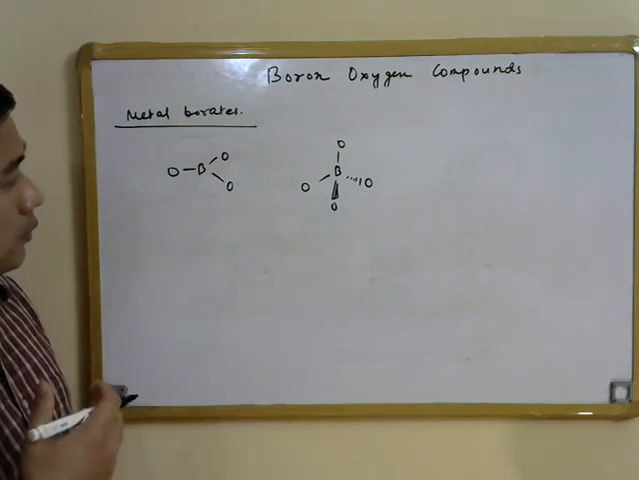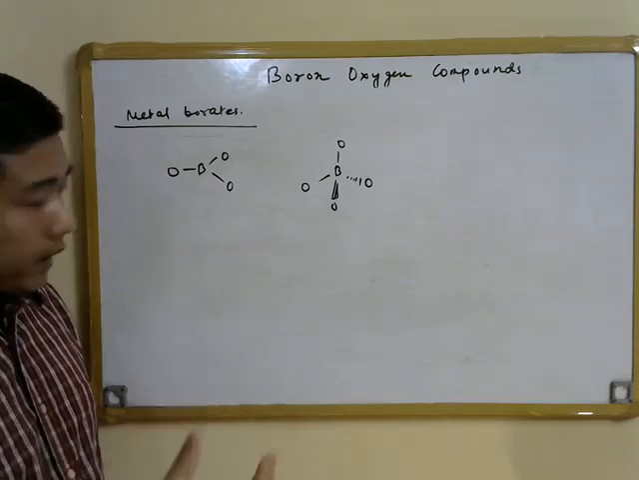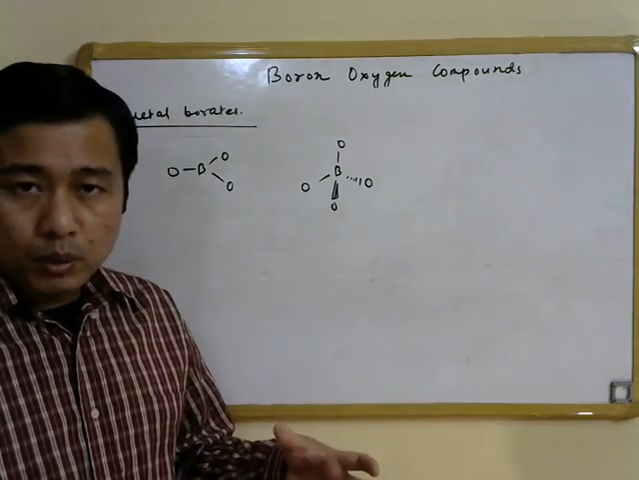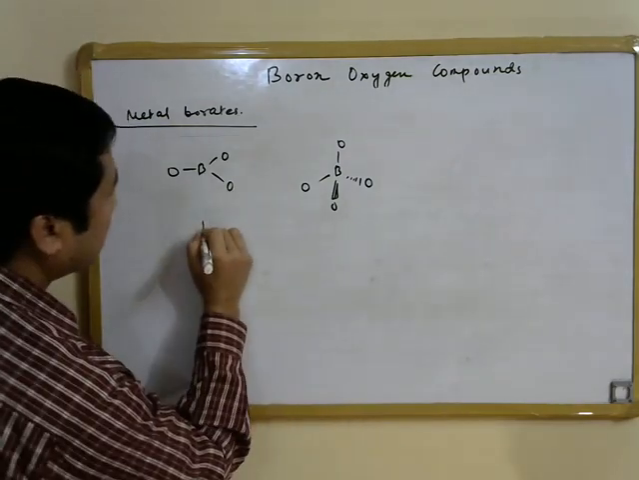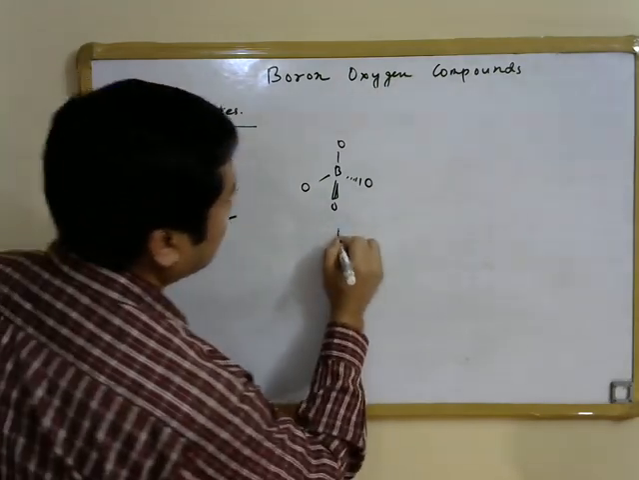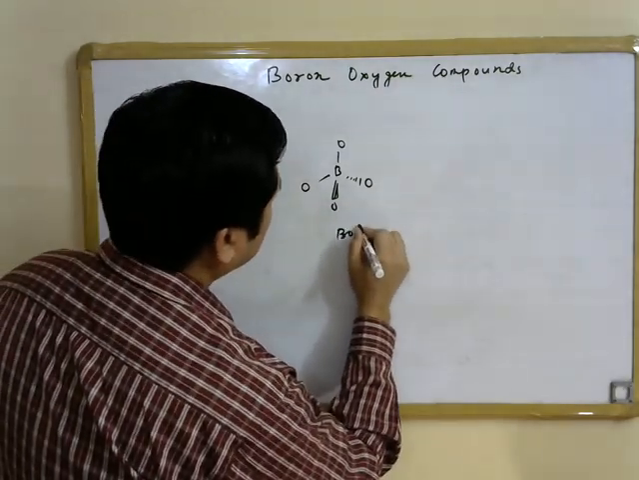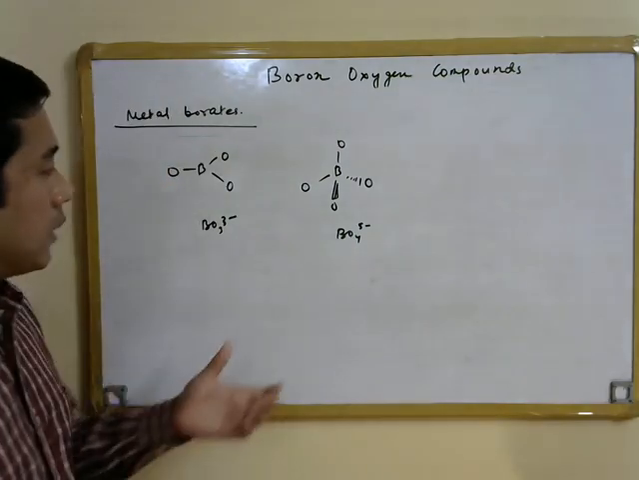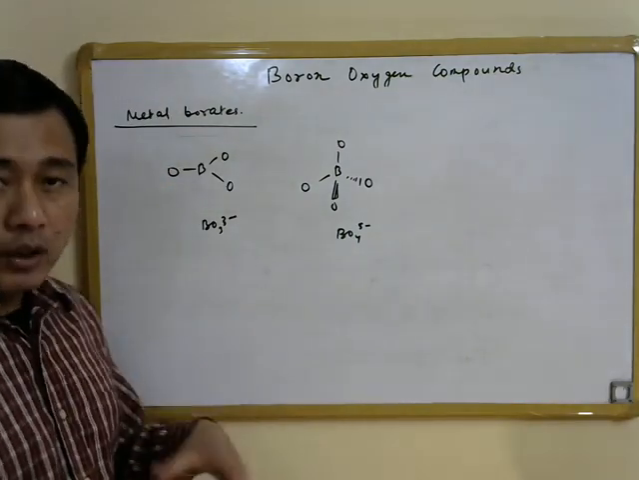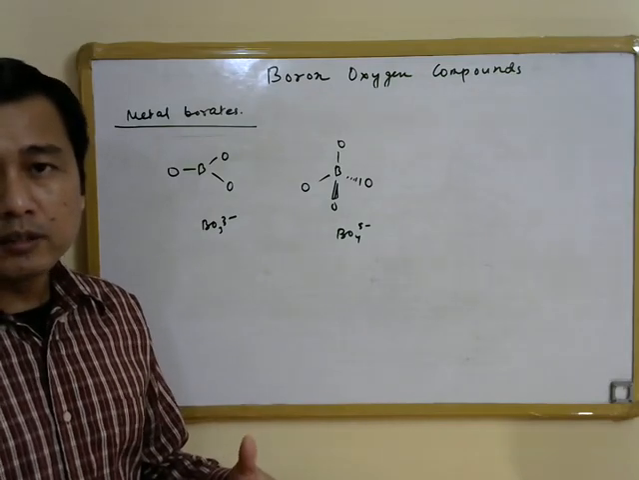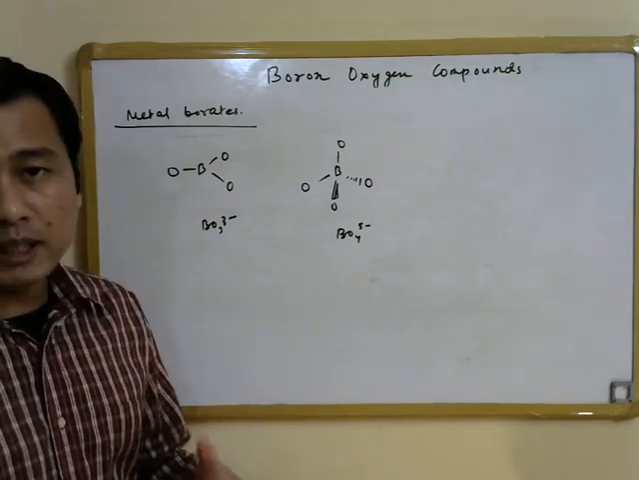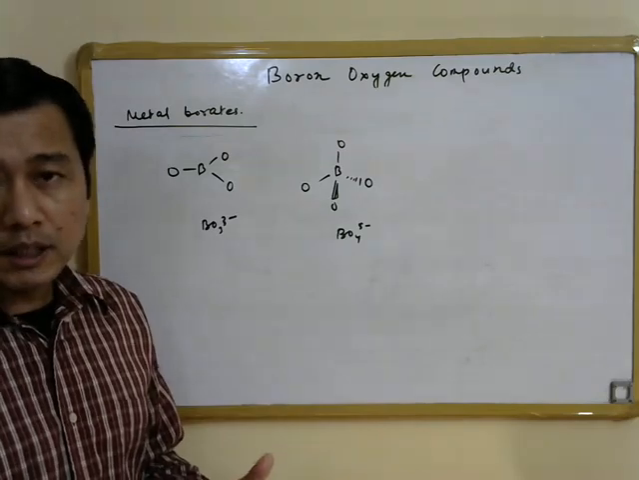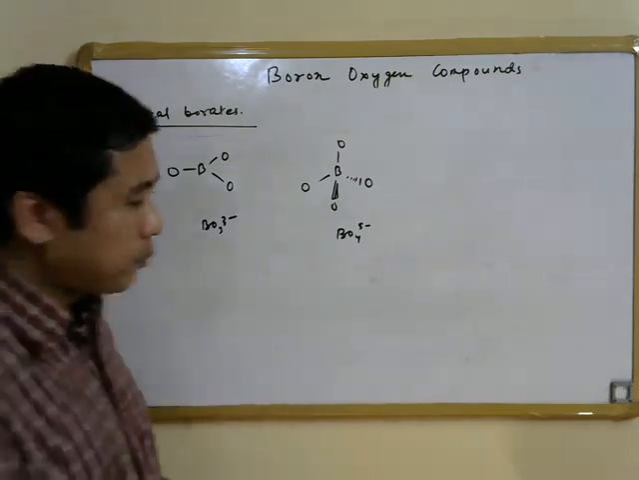Now, polymerization of these borate ions can take place by sharing of these oxygen atoms. This is the BO3 3 negative unit. Here it is BO4 5 negative. These ions can form oligomers, and this is how we have a diverse range of borate structure formation. So we'll see some of the borate units that have been discovered so far.